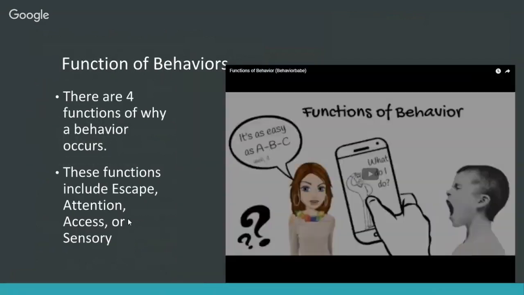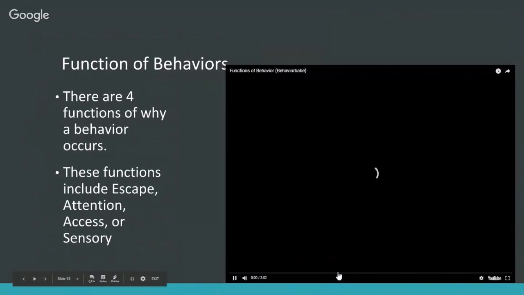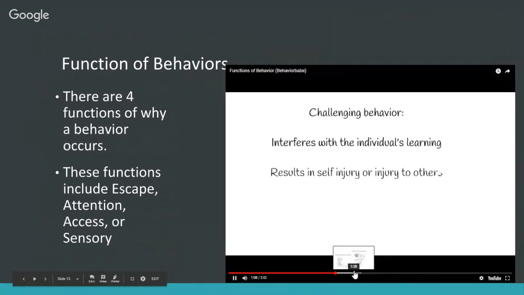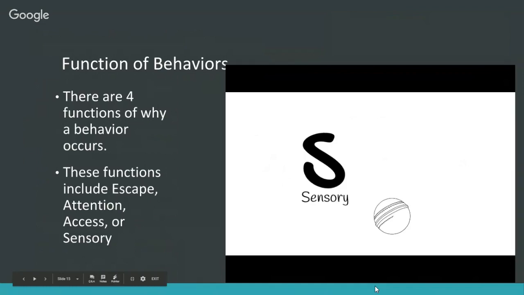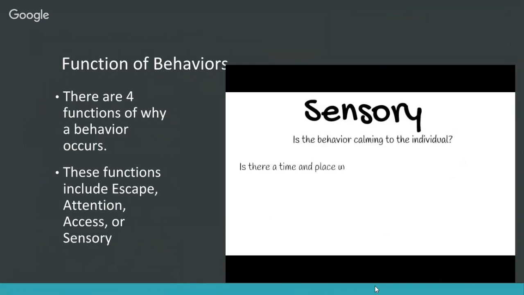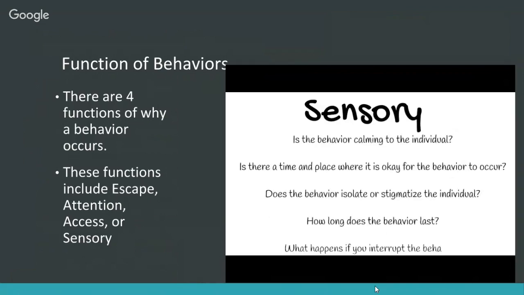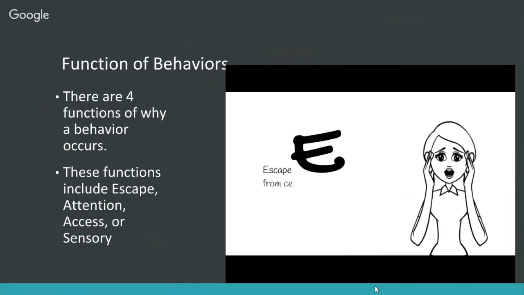Now, there are 4 functions of why behavior occurs. These functions include escape, attention, access, and sensory. We're going to view them here. Sensory is anything that is calming to the individual. So sometimes we see this as the flapping, the jumping, the stemming. That's the behavior they are engaged in.